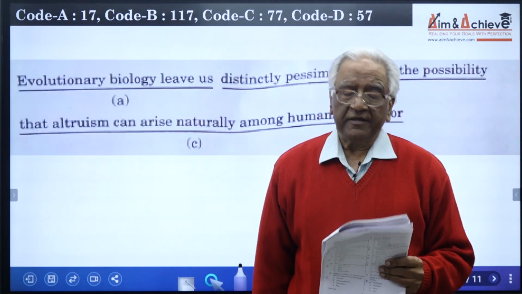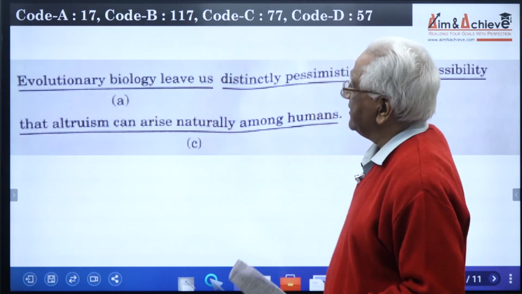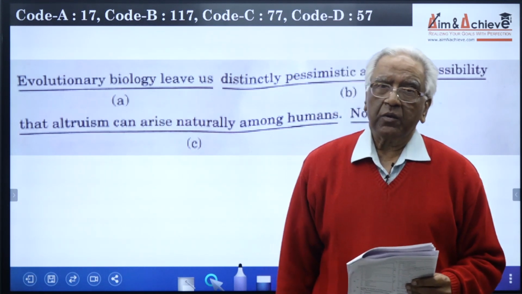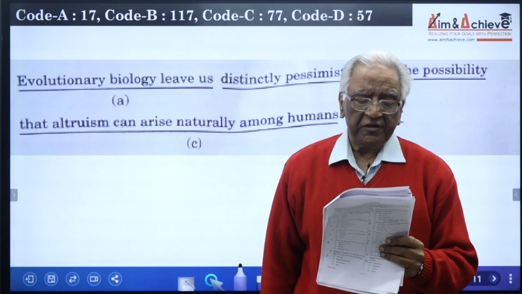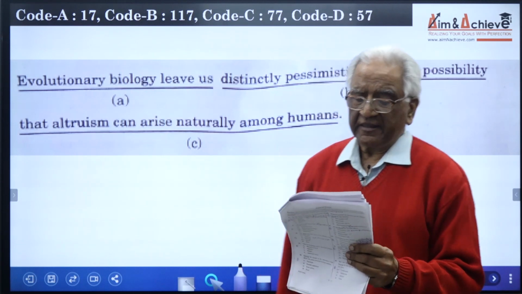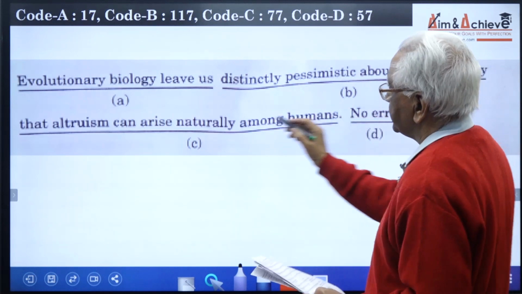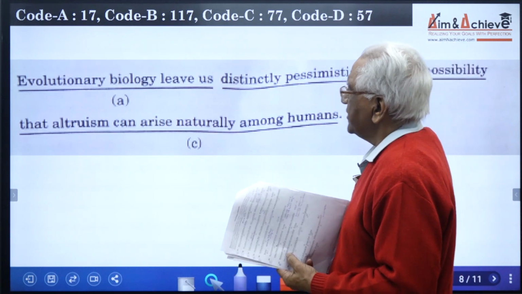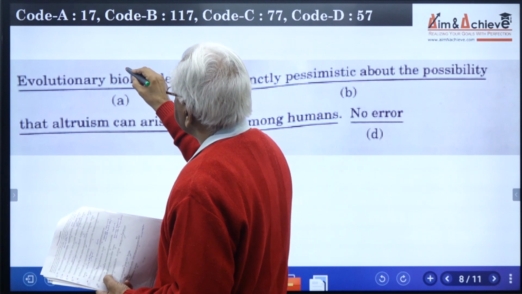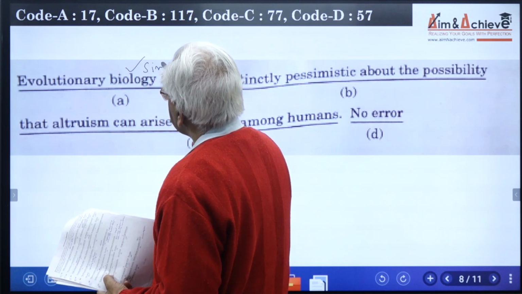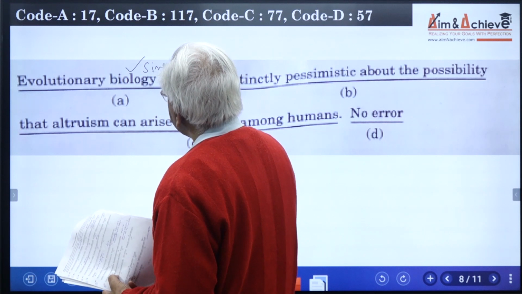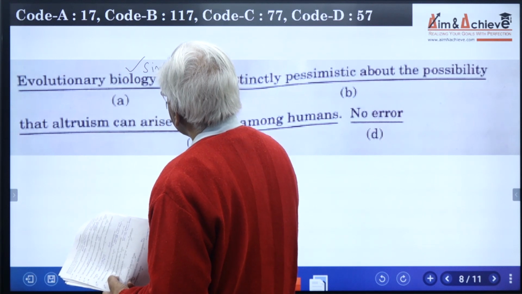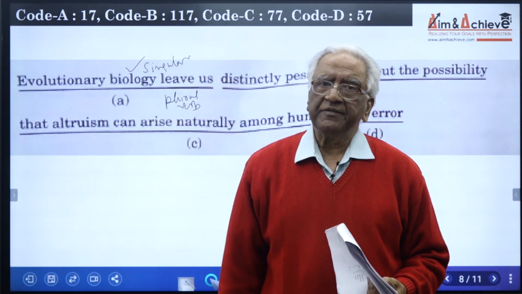Now I will deal with the next question. Evolutionary biology leave us distinctly pessimistic about the possibility that altruism can arise naturally among humans. If you see this part, what is the subject? The subject is biology. It is singular. And what is leave? Leave is a plural verb. This is a sentence error related to subject-verb agreement.